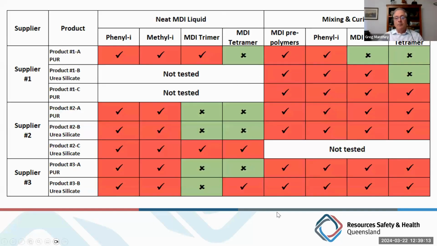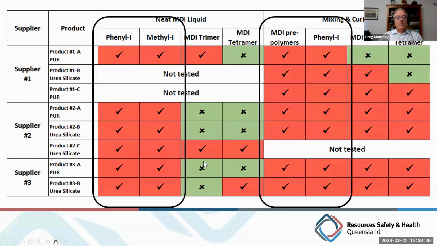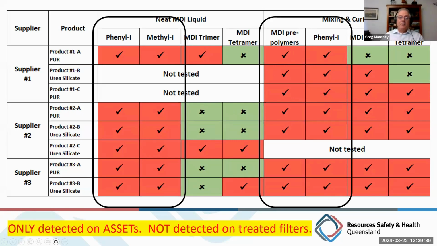Here's a bit of a visual summary of some of the findings. You can see on the left these are the tests for the neat MDI, different suppliers, and we found phenyl and methyl isocyanate in everything, and in the mixing and curing, phenyl isocyanate and MDI prepolymers in everything. So that was the surprise that has brought about this further testing: these unexpected organo-isocyanates.